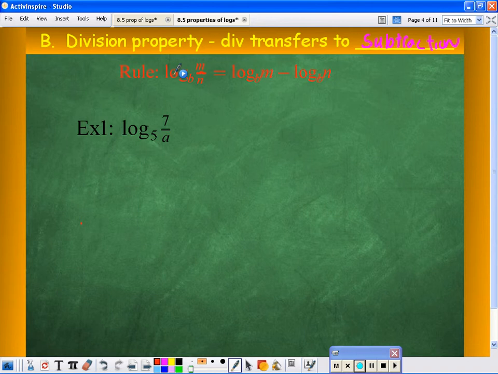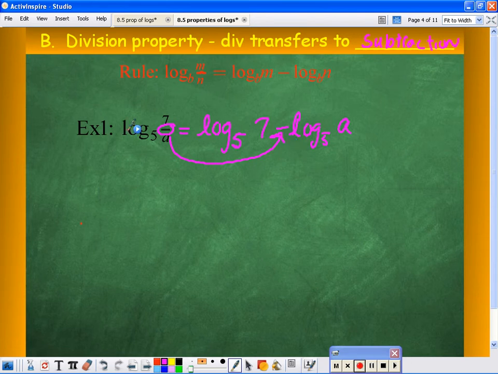Example 1, log base 5 of 7 over 8. We can simply take that and we would have log base 5 of 7 minus log base 5 of 8. So once again, division became subtraction. That's all there is to that.